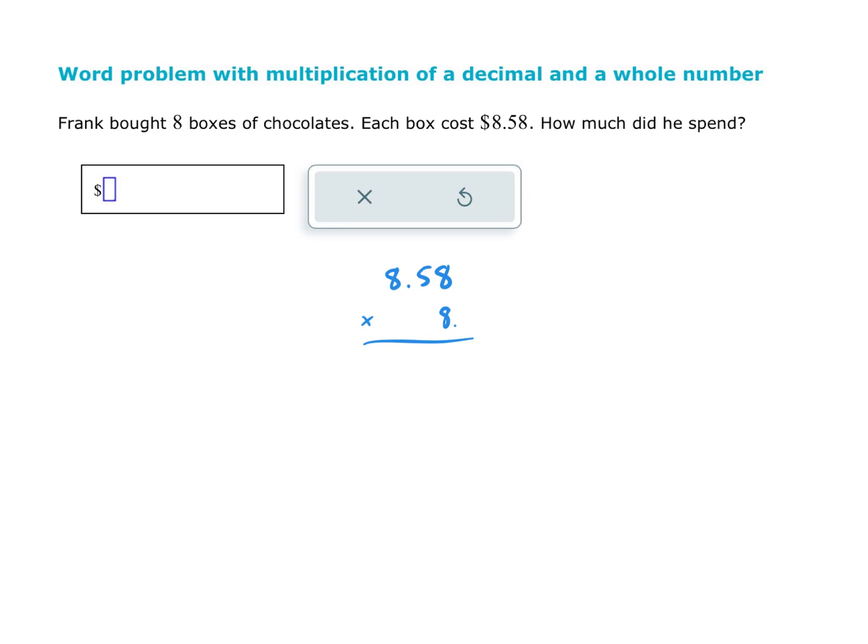And then we're going to end up putting the same amount of digits behind a decimal point in the solution. Let me show you what I mean. So go ahead and do your multiplication.